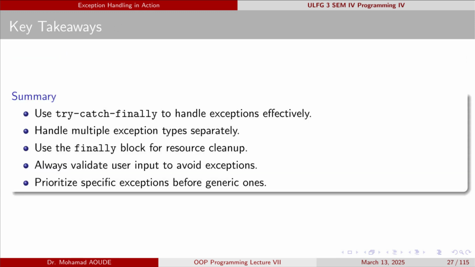Let's conclude this part with the essentials. Use try-catch-finally to protect against runtime errors. Handle different exception types separately. Use finally for cleanup, especially for files, connections, or external resources. Never trust user input. Always validate. These are the fundamentals of writing reliable and professional C# programs.